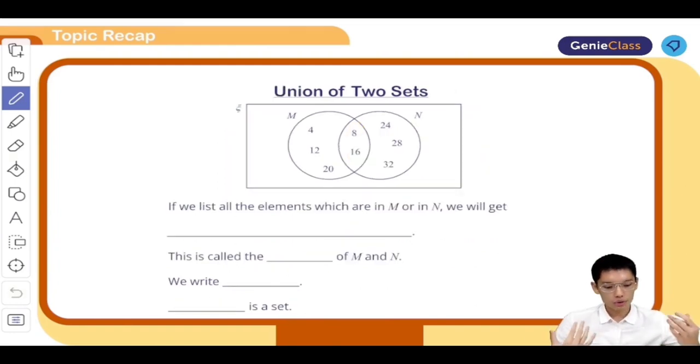And next up, if we talk about union, that means we actually list all the elements which are in M or in N. Hi, Isabel. I hope you are doing good. I hope you can hear me.